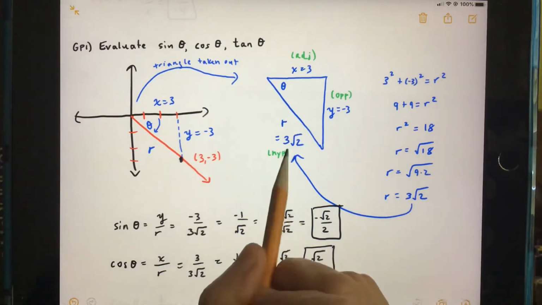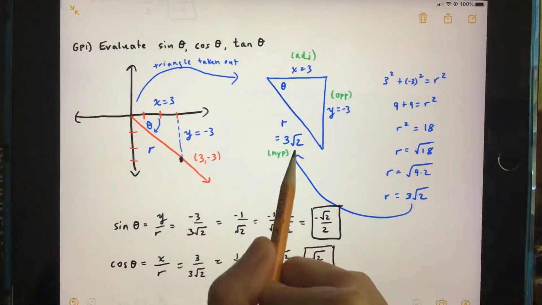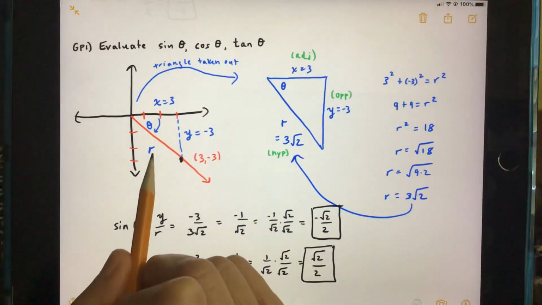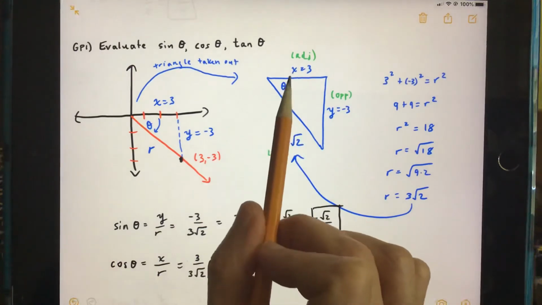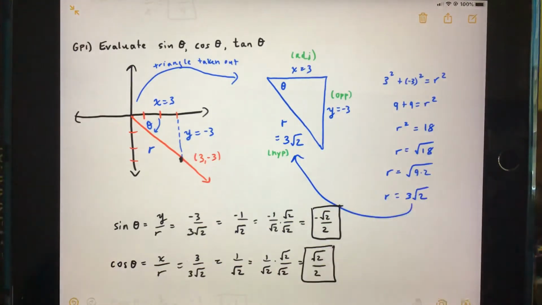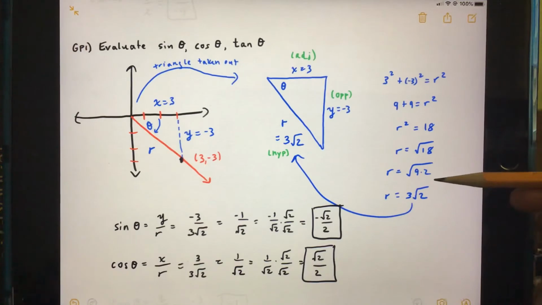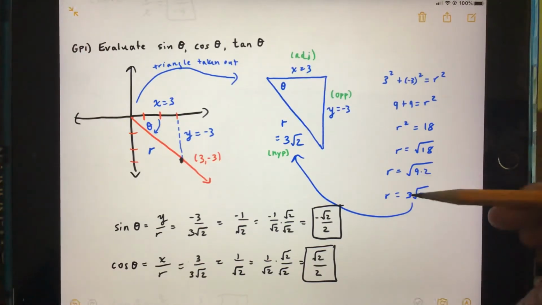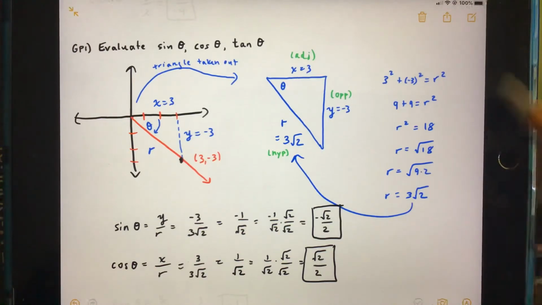All right, so we're not given the fact that this is 3 root 2 to start with. We'll just have an r here. We have to figure it out using the Pythagorean theorem. 3 squared plus negative 3 squared, that's what I'm doing here to figure out my r. I work it out and r squared is 18. And so r is the square root of 18, but that's not simplest radical form. Simplest radical form is to rewrite it by pulling all the perfect squares out. So we rewrite it as the radical of 9 times 2, and the square root of 9 comes out as 3, 2 stays inside. So our hypotenuse is 3 root 2.